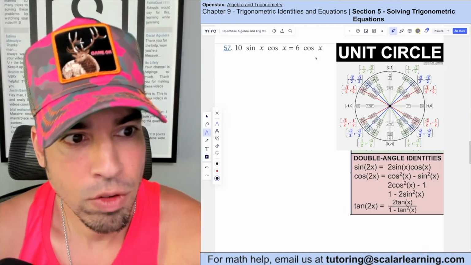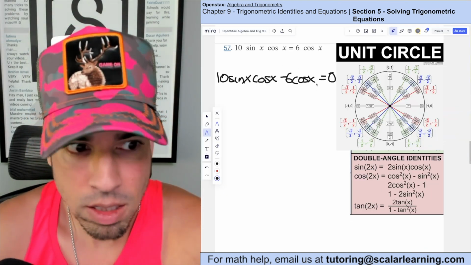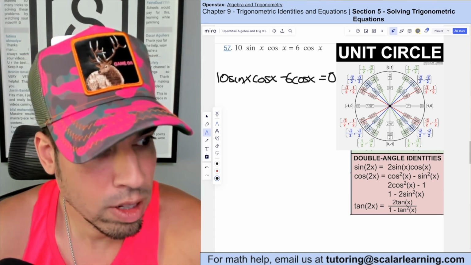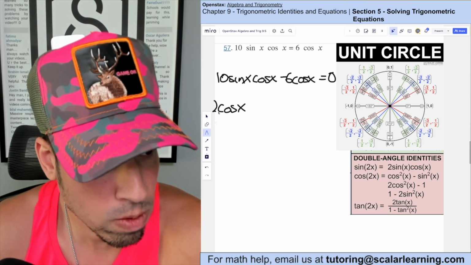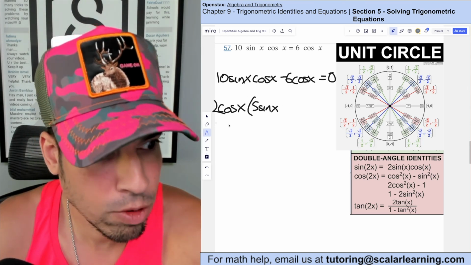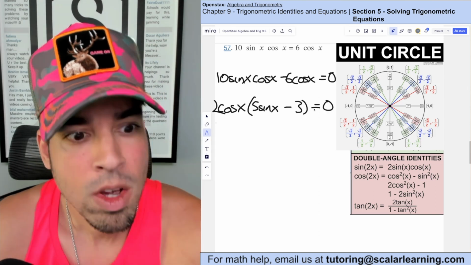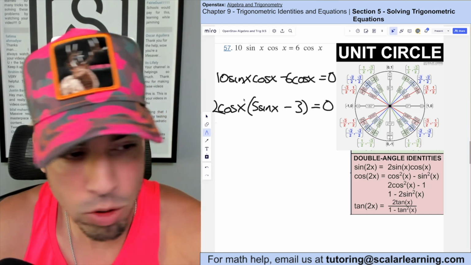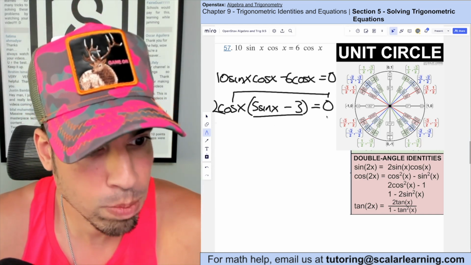Boom, done. So for this one, I'm going to start by subtracting 6 cosine x from both sides. And then we got this nice thing set equal to 0. Then I'm going to factor out cosine of x. And let's factor out a 2 as well. And then inside I have 5 sine of x. And then if you factor 2 out from that and a cosine of x, it's going to be minus 3, like so. So now I got 2 solutions, right? Or 2 equations I can make. I got when this part equals 0 and when this part equals 0.